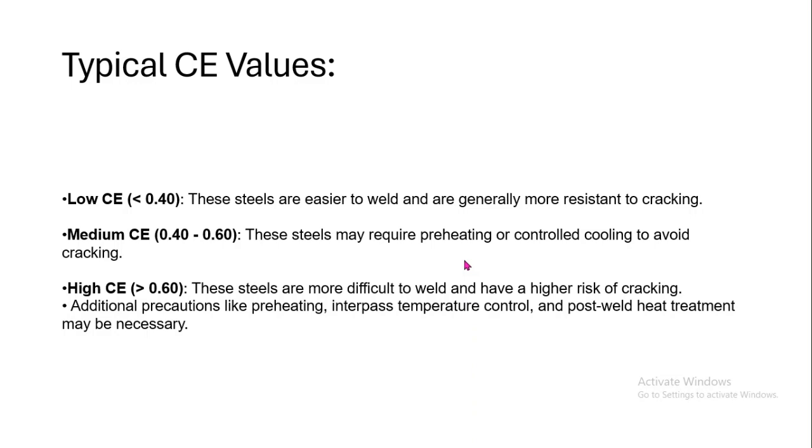And at last, higher carbon equivalent values. If the value is more than 0.6, this type of steel is more difficult to weld and has a higher risk of cracking. So to avoid the risk of cracking, we have to take more precautions. Proper preheating, post-heat temperature control, and post-weld heat treatment are required to avoid the risk of cracking.